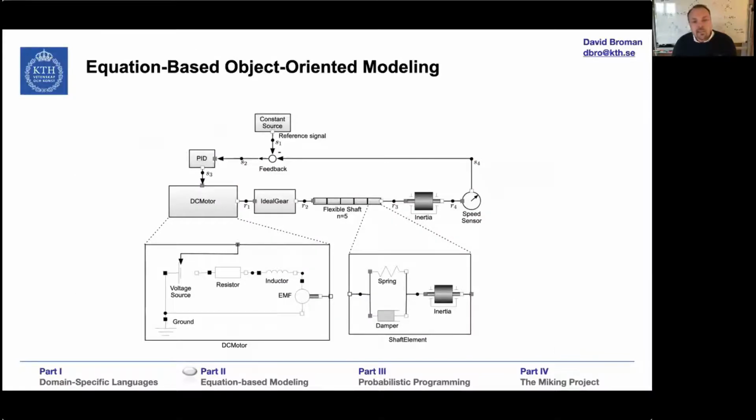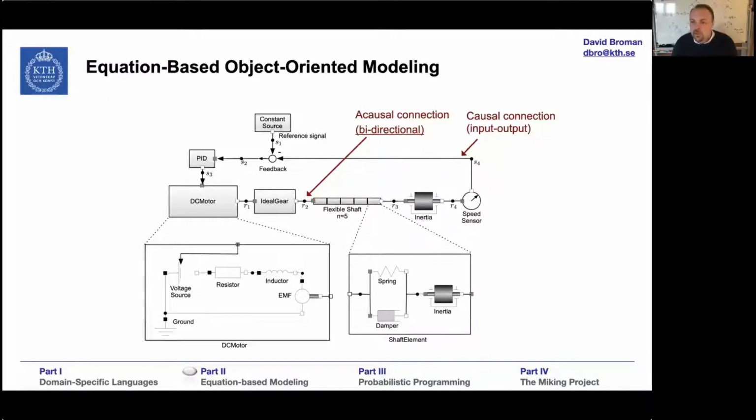So if we take this another step and try to compose together bigger systems. Here is an example of a simple control system, a mechatronic system, where you have a causal connection here. So we're measuring the speed of some rotating domain. And here we have an example of an acausal connection. And this is the special thing for these equation-based object-oriented languages. So we are developing DSLs for this.